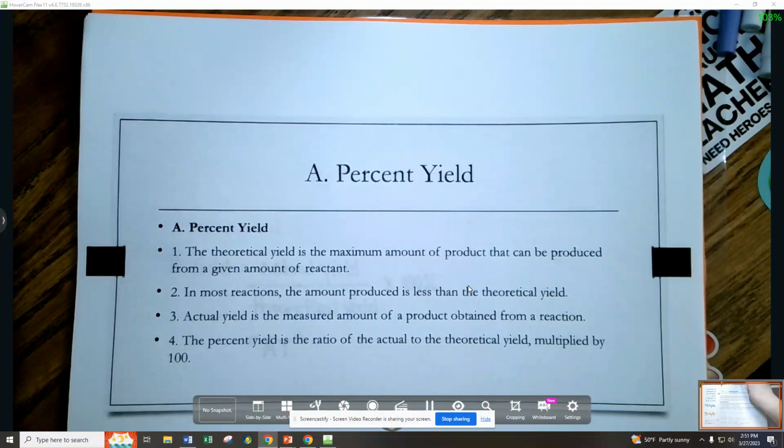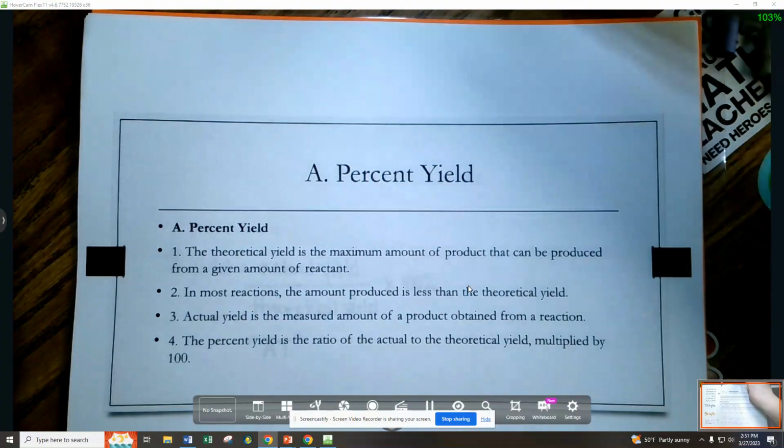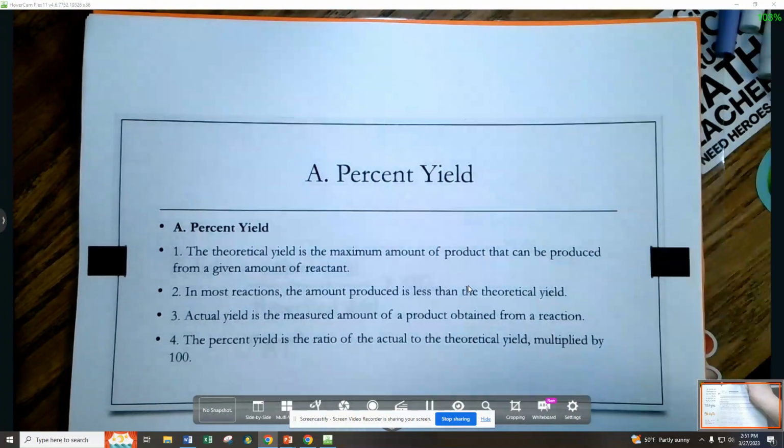There are many different variables that can go into why or why not our yield is 100%. Some of it could be as simple as human error. For example, maybe you didn't heat something up long enough or stir it well enough. Or if you're filtering, which we'll see in the lab on Wednesday, maybe you left some of your product in the original beaker and didn't collect it in the filter paper. So there's lots of places where human error, or maybe even error with your lab equipment, such as a scale reading inaccurately, whatever it may be, can make your percent yield less than 100.